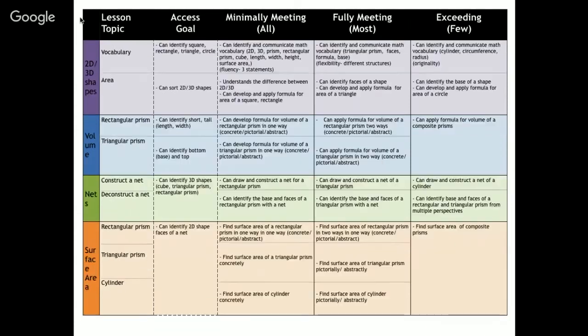So we sat down as the team, and we said, okay, on the left-hand side is our topics. We went and said, what is the most essential, the red ring that everyone needs to be able to accomplish, and that's our minimally meeting, or our all. Adding on complexity is the most, and adding on the most complex for every lesson is the few. And then we went and said, okay, well, what does this look like for Jessica?